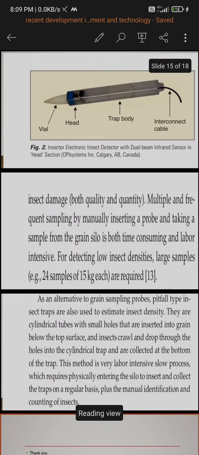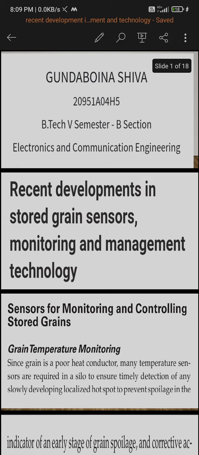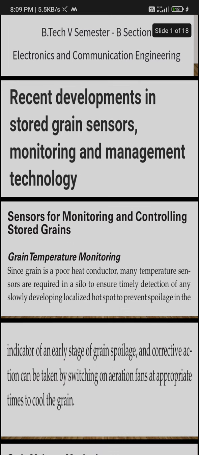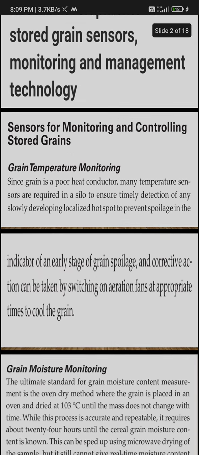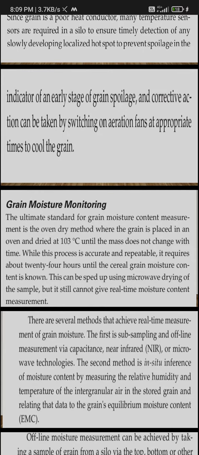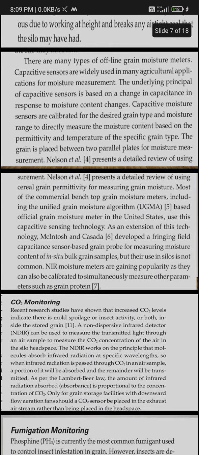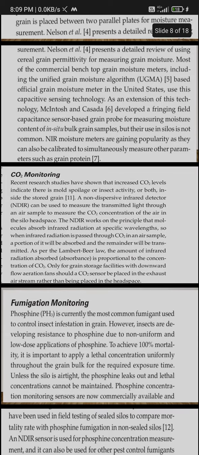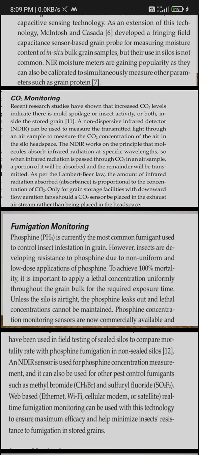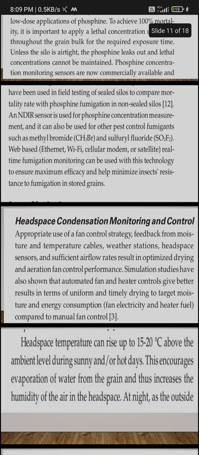The main thing here is that recent developments in stored grain sensor monitoring and management technologies are grain temperature monitoring, grain moisture monitoring, carbon dioxide monitoring, fumigation monitoring, phosphine PH3, and headspace condition monitoring and control.